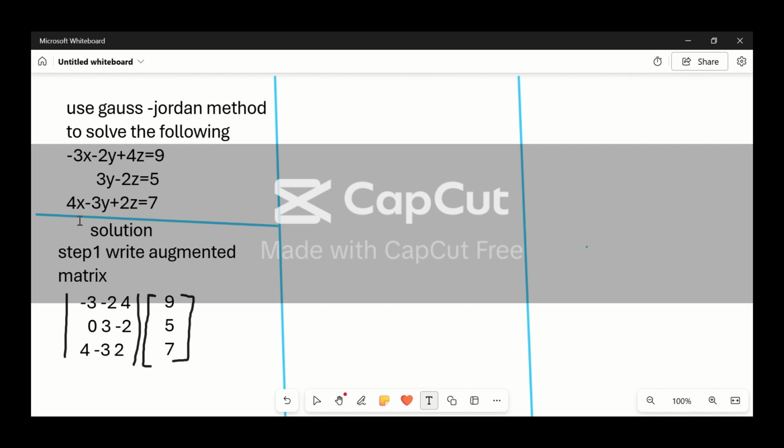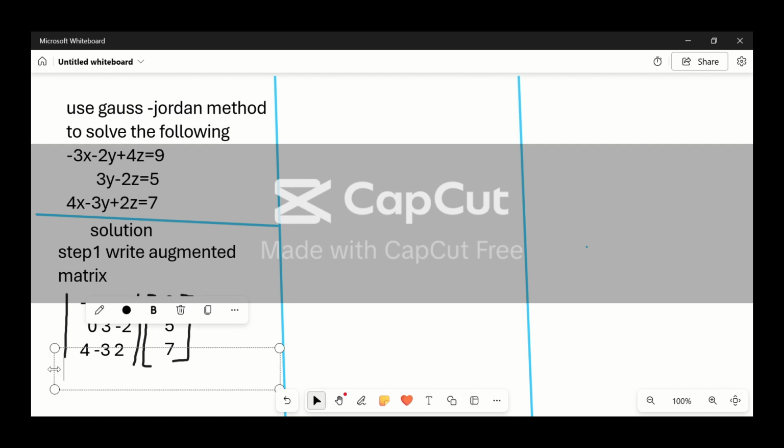This is our augmented matrix, because it's made of coefficients. We take -3 as this, -2 as this, 4 as this, and 0 as here there is no x, there is 0x here, and 3 as this 3y, and -2 as this -2z, and also you have 4 here, -3 as this one, and 2 as this one. This is A, B, and C. This is 9, 5, and 7. This is what we call the augmented matrix.